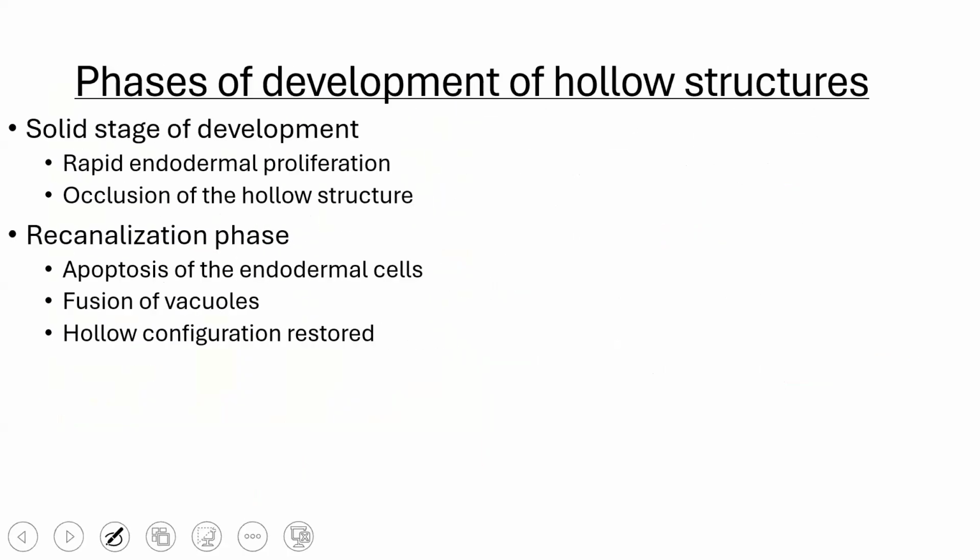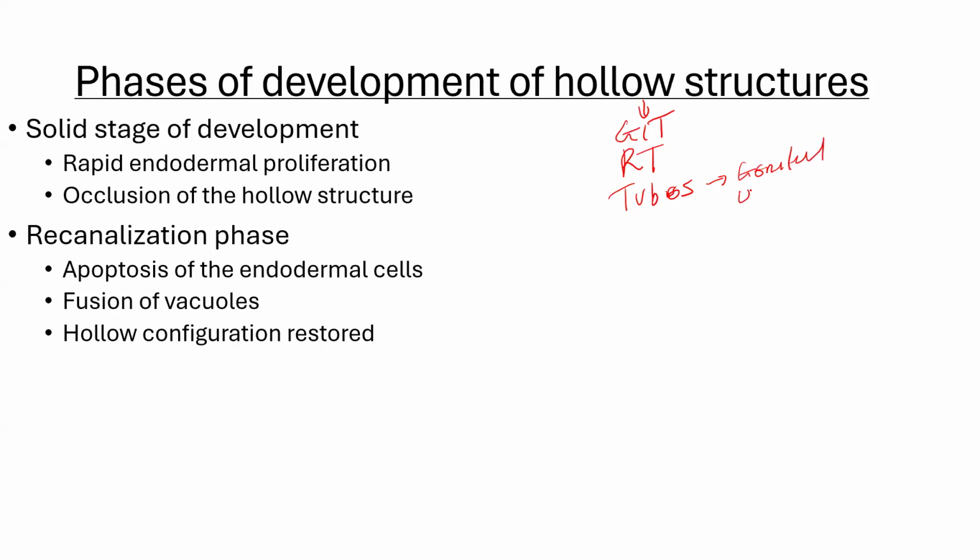Now, what are the phases of development of hollow structures? Any hollow structure, and here the structures I'm talking about are the GIT structures, the respiratory tree structures, also the tubes in the genital system or in the urinary system. These phases will apply, okay? So two phases: the solid stage and the recanalization phase. So in the solid stage, remember what we said about those hollow structures.